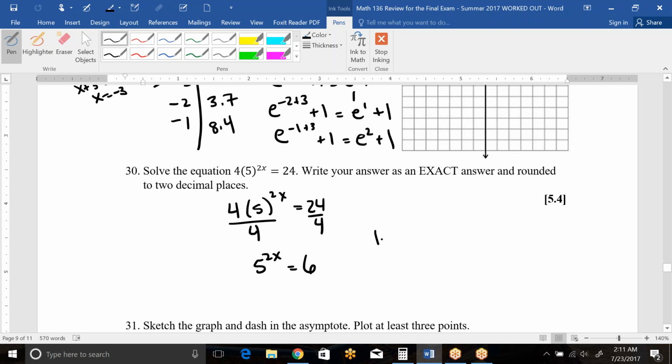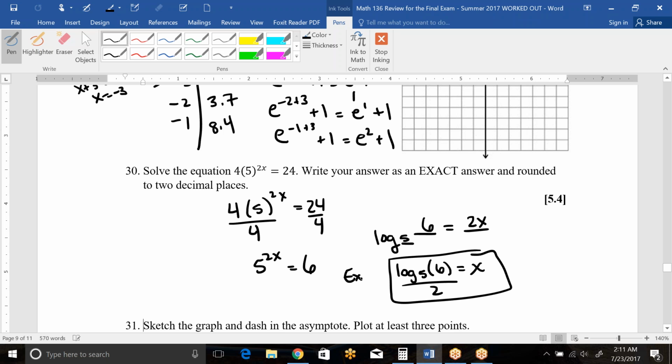We could convert this into a log since it's an exponential. So log base of argument equals exponent. So the base that we're talking about is the one that's attached to this x part. So this would be log base 5. The exponent goes on the other side, and then we have our 6 in the middle. So notice that this is not solved for x, but we could easily remedy that by dividing by 2. So that would be what we call the exact solution.